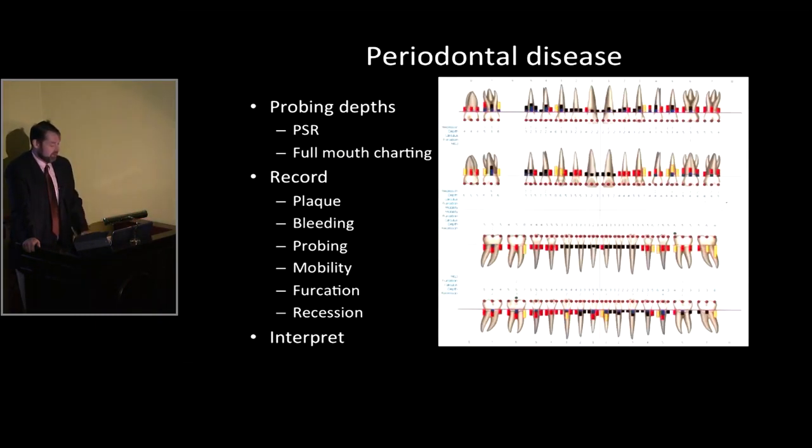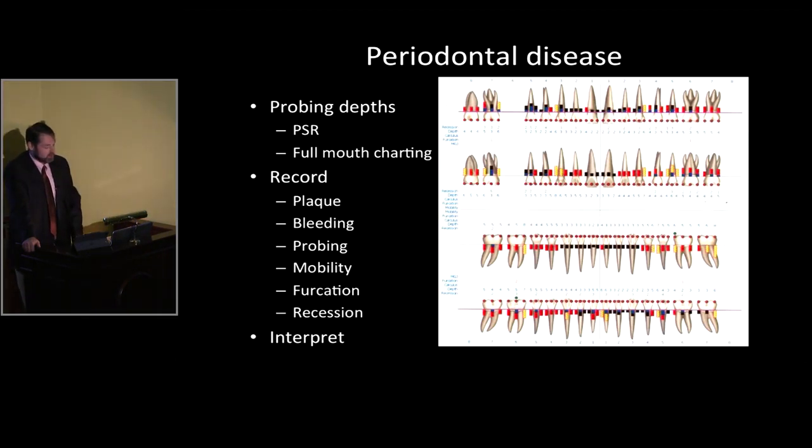You should be aware of periodontal disease and how to interpret the readings of a periodontal exam. You may use a PSR, but a full mouth probing charting will give us more information. You should be aware of what plaque, bleeding, probing, mobility, furcation, and recession scores indicate. For example, someone with a high plaque score but a low bleeding score may have just missed their brushing last night and the night before. Someone with a high bleeding score and a high plaque score may just have poor oral hygiene.